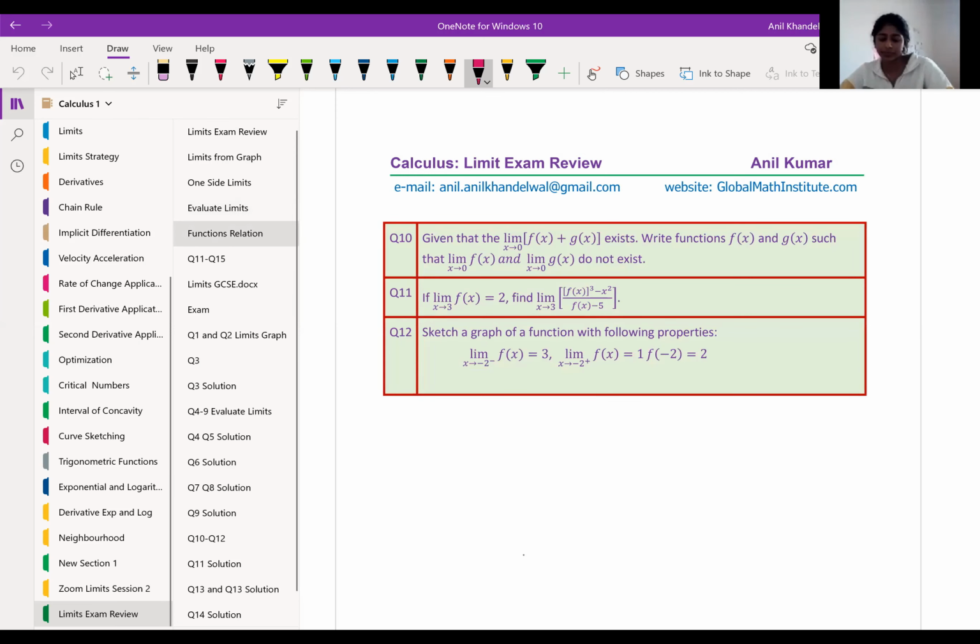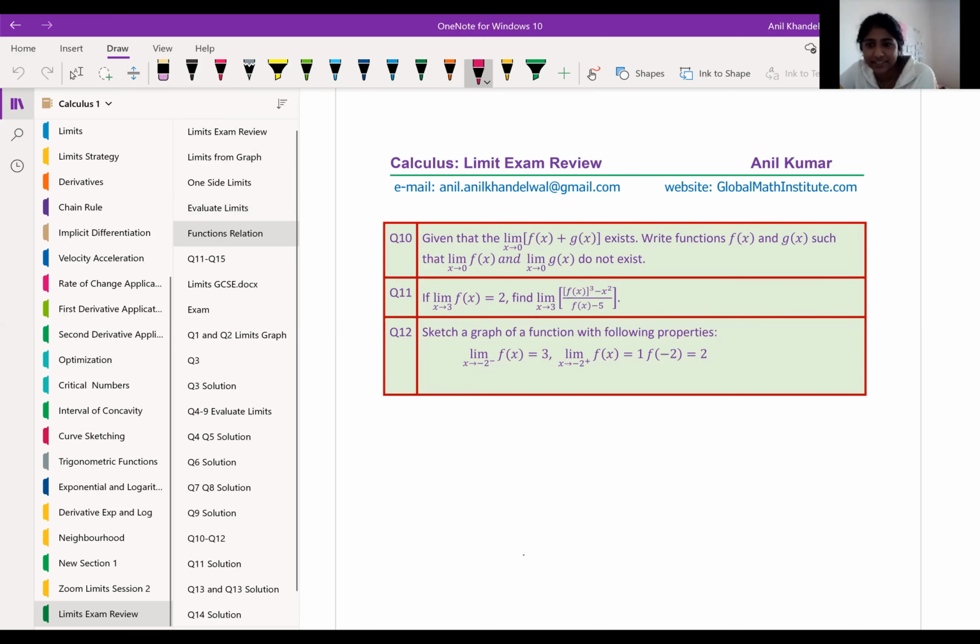How do you find these questions? So, given that the limit of f of x plus g of x exists, write functions f of x and g of x such that the limit as x approaches 0 of f of x and the limit as x approaches 0 of g of x do not exist. Can you answer this question for me? No, this is the one I got stuck on. It was like, I don't even know where to start.